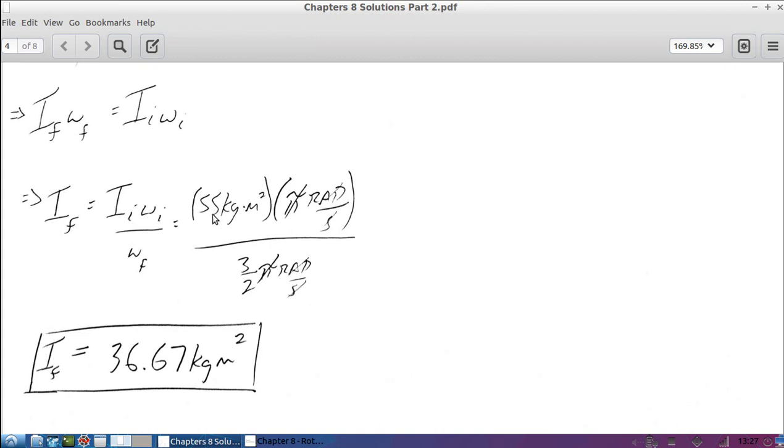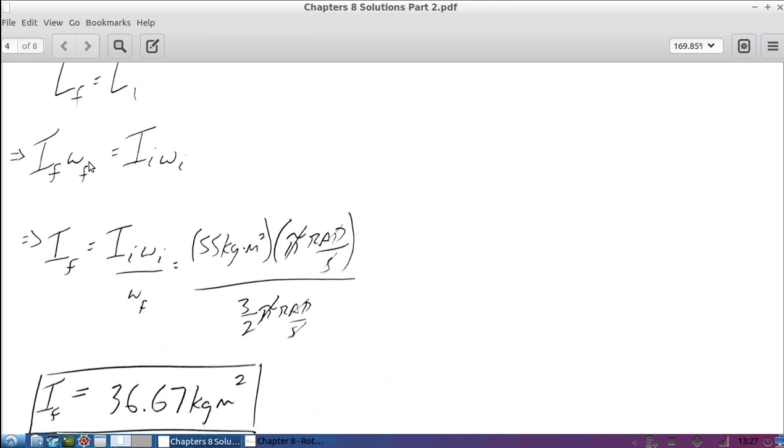And I've got 55 kilogram meters squared. These cancel, right? Which is good because I want units of rotational inertia. So 55 over 3 halves is 36.67 kilogram meters squared, which is what I expected, right? With an increase in angular velocity, I'm expecting the moment of inertia to decrease. Okay, so it's a nice basic conservation problem here.